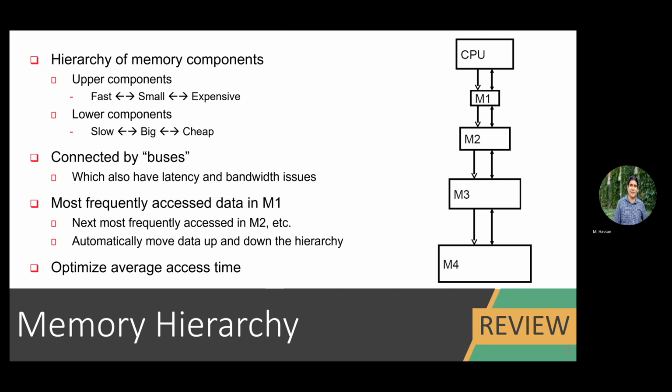Our overall target in modern computer architecture is to optimize the average access time. And in fact, that's one of the biggest problems we have in real-time systems. Because when you try to optimize for the average access time, most of the time you penalize the worst case, because there is a trade-off as we see.